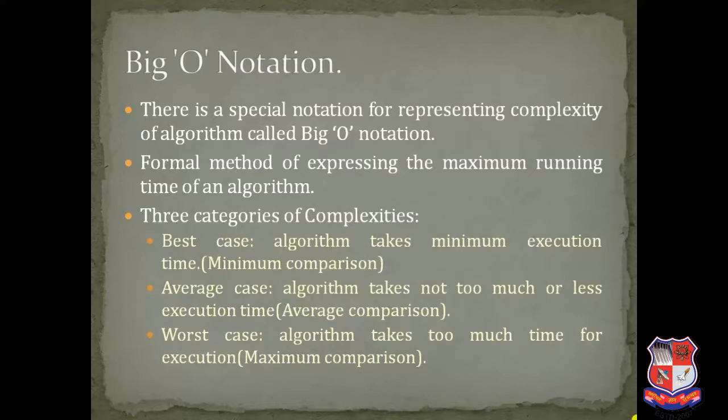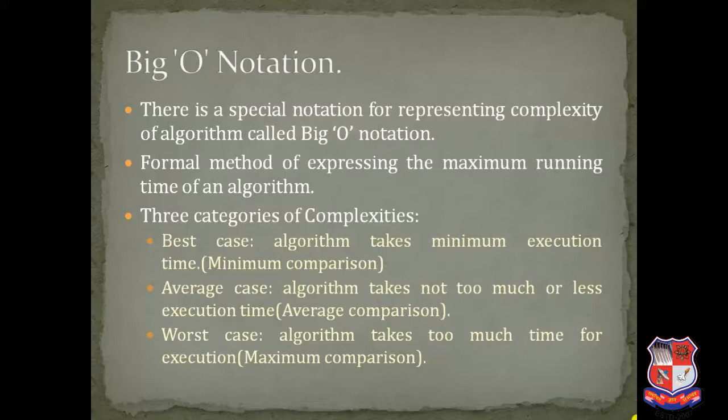Big O notation. That is a special notation for representing the complexity of algorithm, called Big O notation. It's a formal method of expressing the maximum running time of an algorithm. There are three categories of complexities.